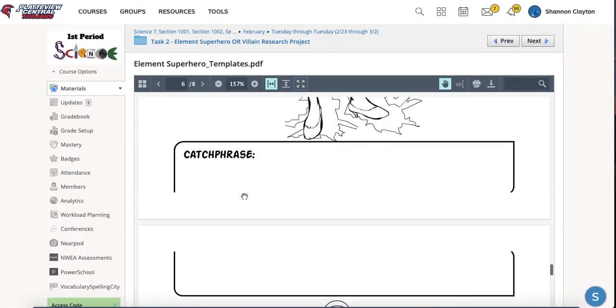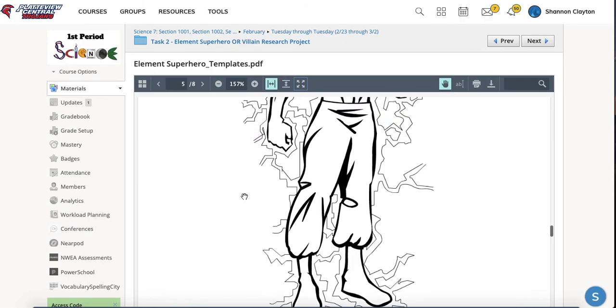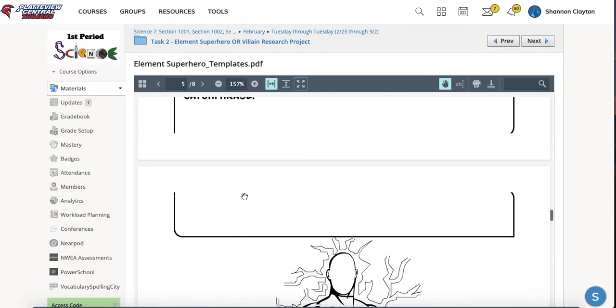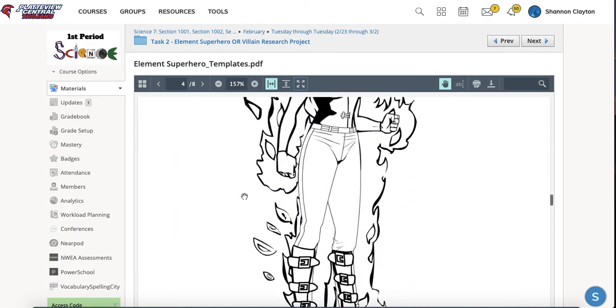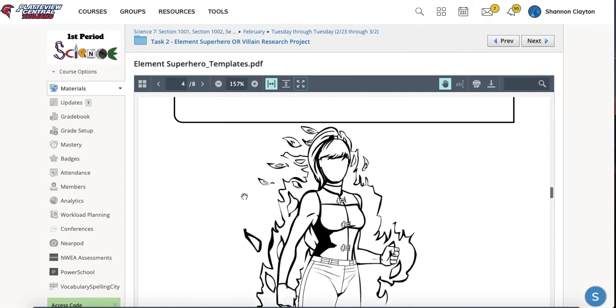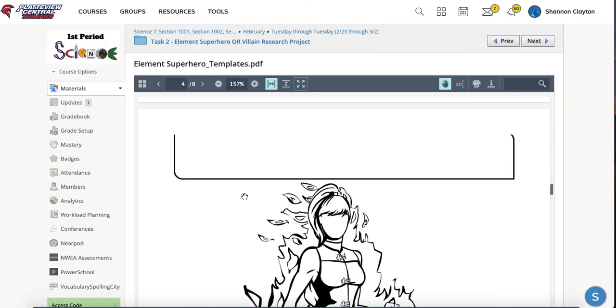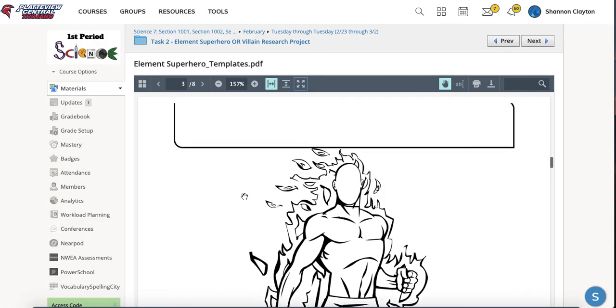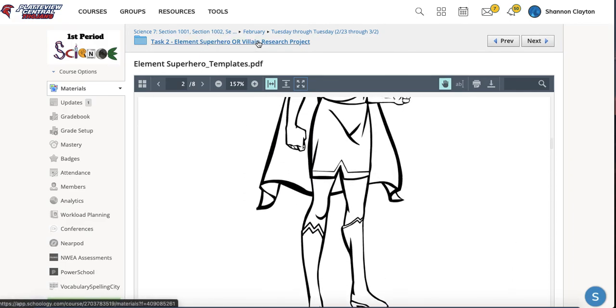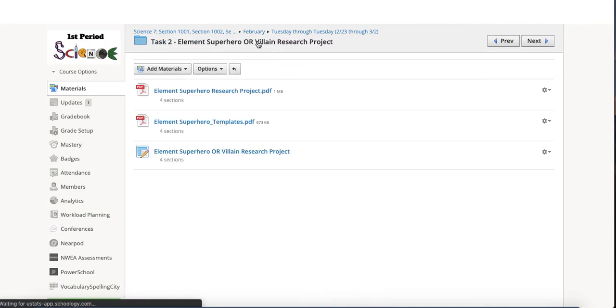So again, you guys certainly don't have to use these templates. I'll have these on the digital file. You can put them in GoodNotes and do whatever you want with them. Or I will have some hard copies of this. Or if you want to just make one of your own, you totally can. Okay? All right, you guys, have fun with your research project. Let me know if you've got any questions.